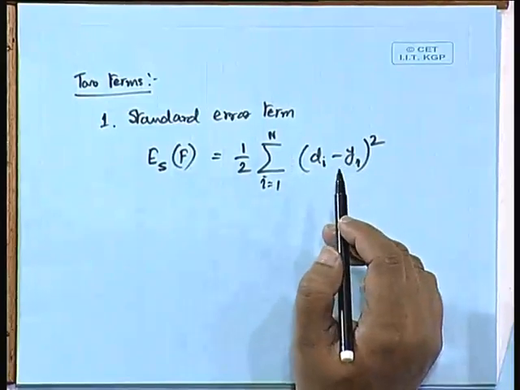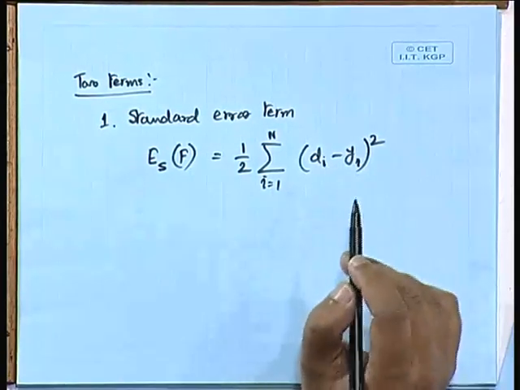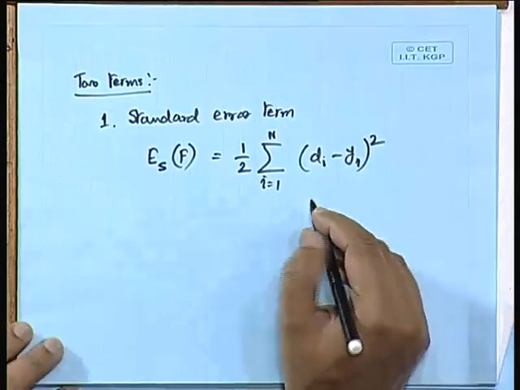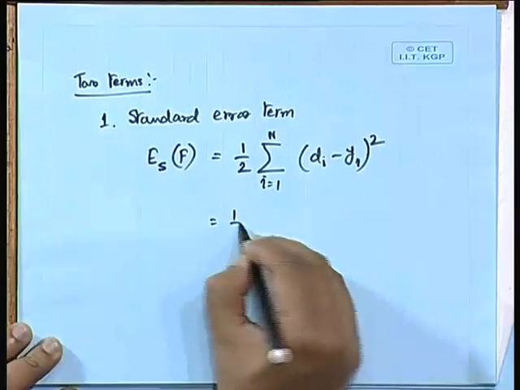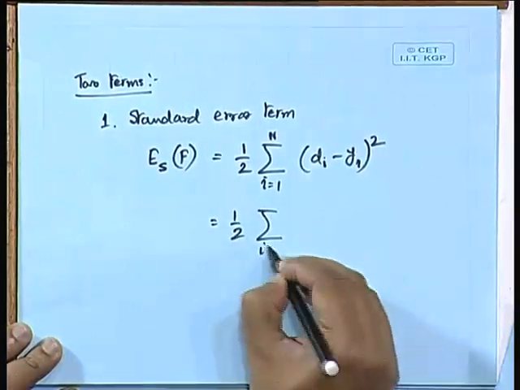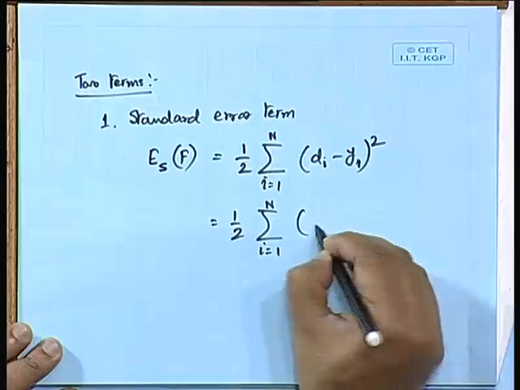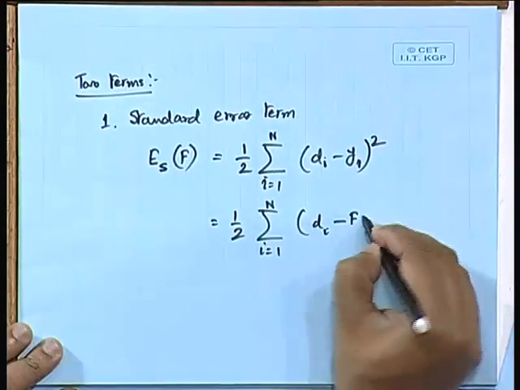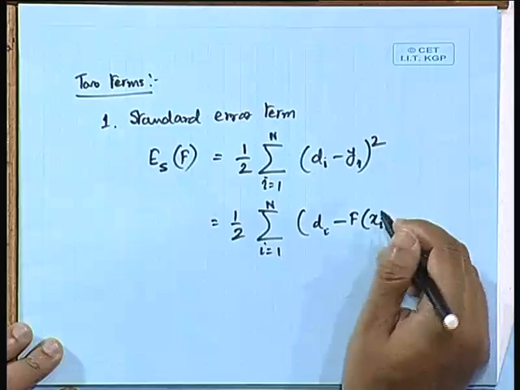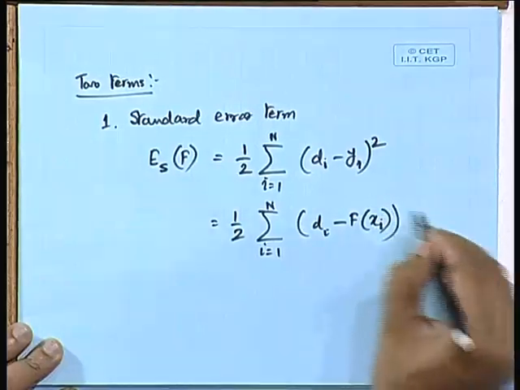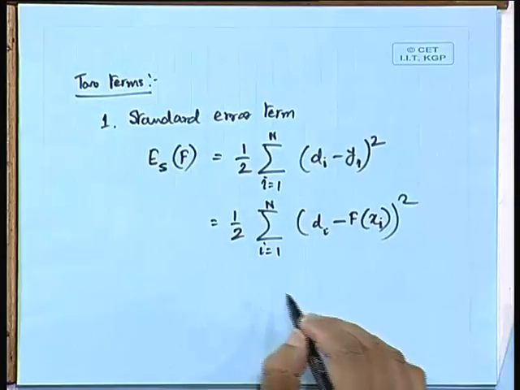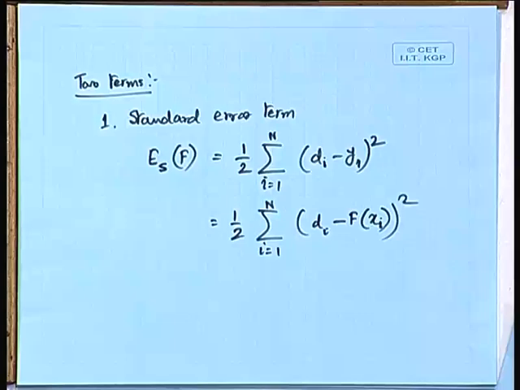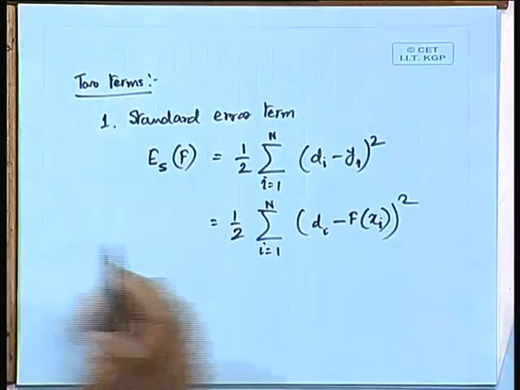So, di minus yi whole square, adding it up over i equal to 1 to n, would give us a standard error of fitment, okay. In fact, instead of yi one can always express it as f of xi. So, it is di minus f of xi, because f of x we are taking as the approximating function. So, this is di minus f of xi whole square, this is the standard error term, okay.